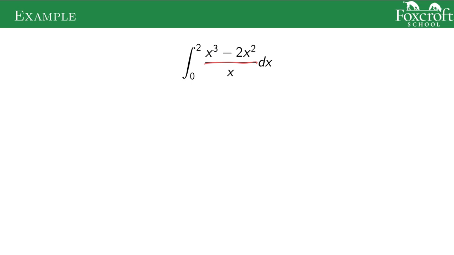Your second thought might be to make u equal to this complicated thing. But if you do that, then du is 3x squared minus 4x. And there's nothing for this to cancel out with. So actually, this is not a u substitution problem. So what the heck is left to try? All we can really do is use some algebra rules.